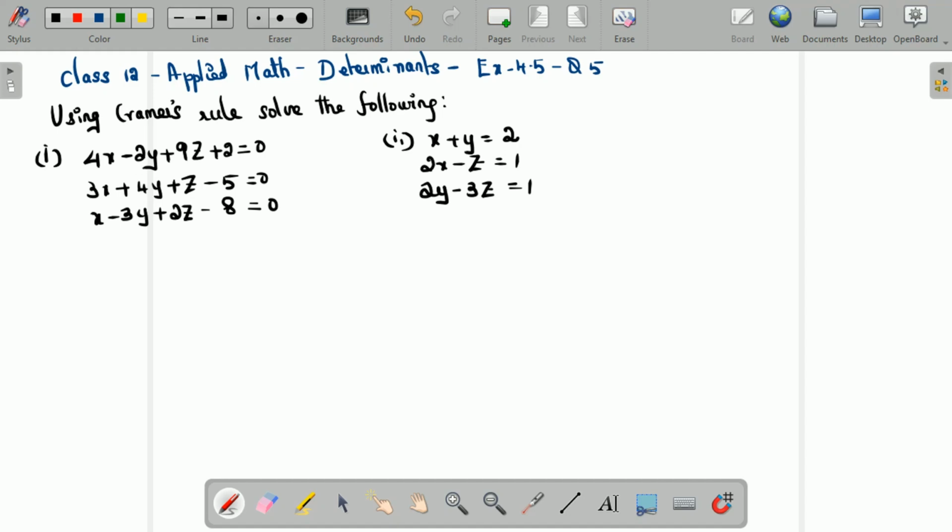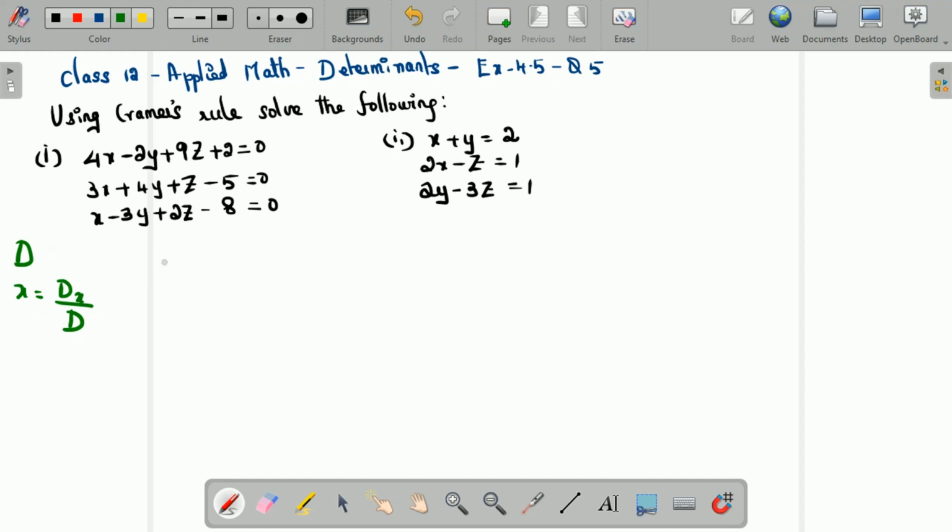In this video, let's find the solution for the fifth question in exercise 4.5. Using Cramer's rule, solve the following. There are two subdivisions, so first let's start with the first one. Cramer's rule works on the logic x is equal to dx divided by d. Similarly, y is dy divided by d and so on.